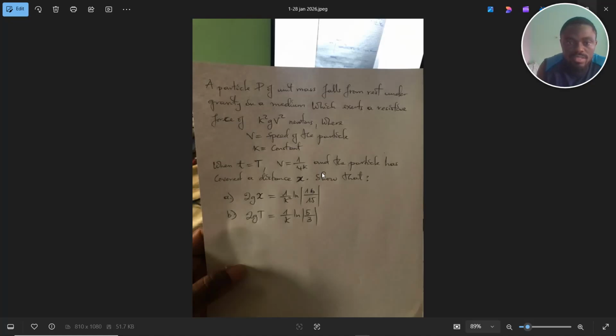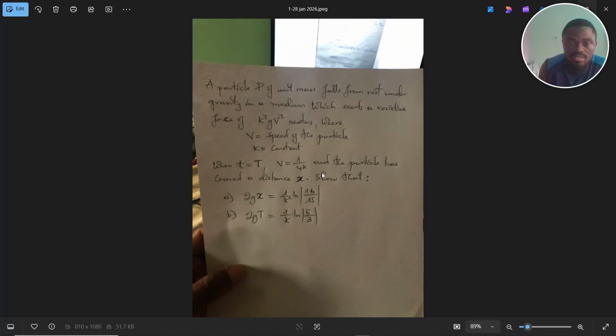Today we are going to do this exercise on, I think it's further math mechanics, whatsoever it still stays physics. In the exercise, it is said a particle P of unit mass falls from rest under gravity in a medium which exerts a resistive force of k squared g v squared newtons, where v equals the speed of the particle and k is the constant. I think g is also a constant, which is the acceleration due to gravity. When they say unit mass, it means its mass is 1.